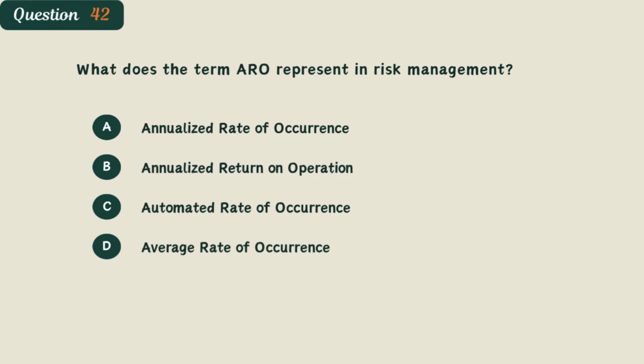Question 42. What does the term ARO represent in risk management? A. Annualized rate of occurrence. B. Annualized return on operation. C. Automated rate of occurrence. D. Average rate of occurrence.